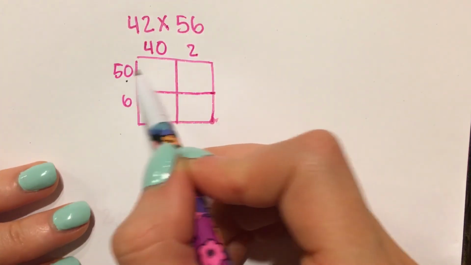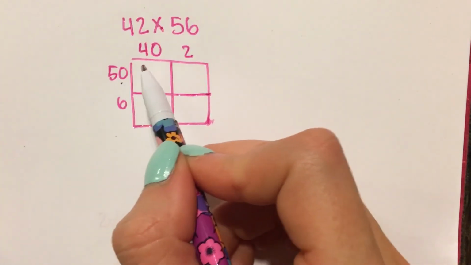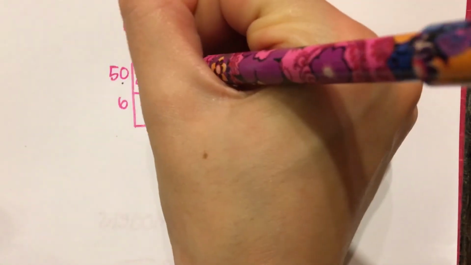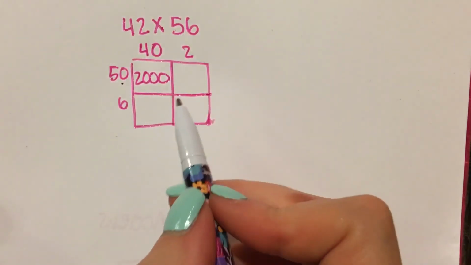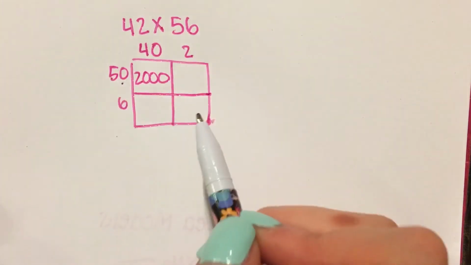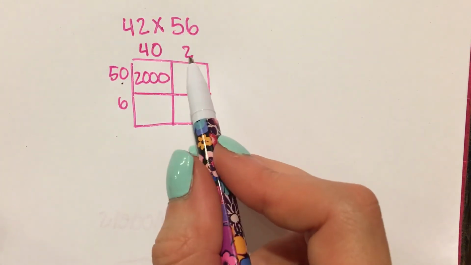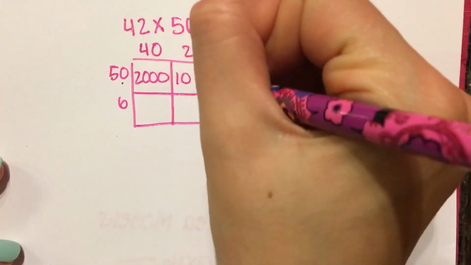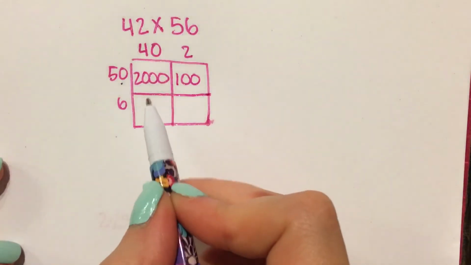So 40 times 50. Don't know what 40 times 50 is, but I do know that 4 times 5 gives me 20, and I have 2 zeros left over, giving me 2,000. 2 times 50. 50 plus 50 gives me 100, but if you didn't know that, 2 times 5 equals 10, and you have 1 0 left over. Move on to square 3.